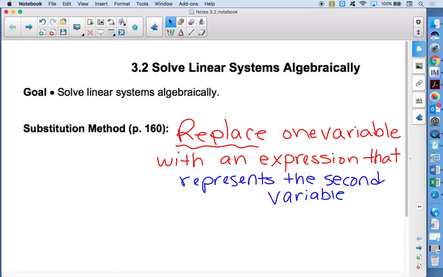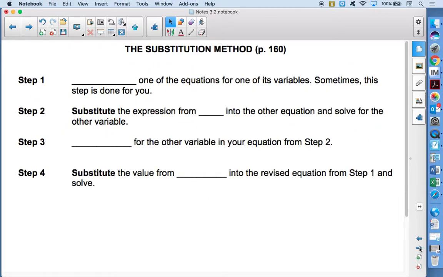So there are a couple of steps, which I think are pretty straightforward. You've seen the substitution method before. In the first step, it says blank one of the equations for one of its variables. Sometimes this step is done for you. So what are we going to put in that first blank? Paige: Replace. How about before we replace, we're going to solve. So we're going to solve one of the equations, and there'll be two because it's a system, for one of the variables. So you're either going to pick an x or y and solve for it. Sometimes you don't have to do it, sometimes it's already x equals or y equals.